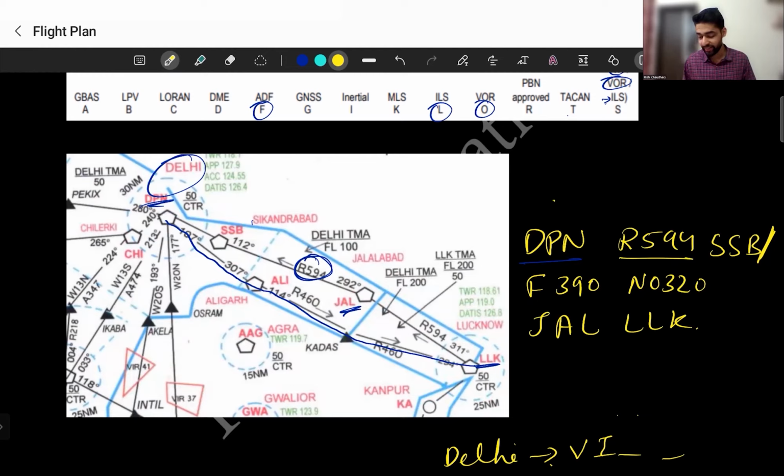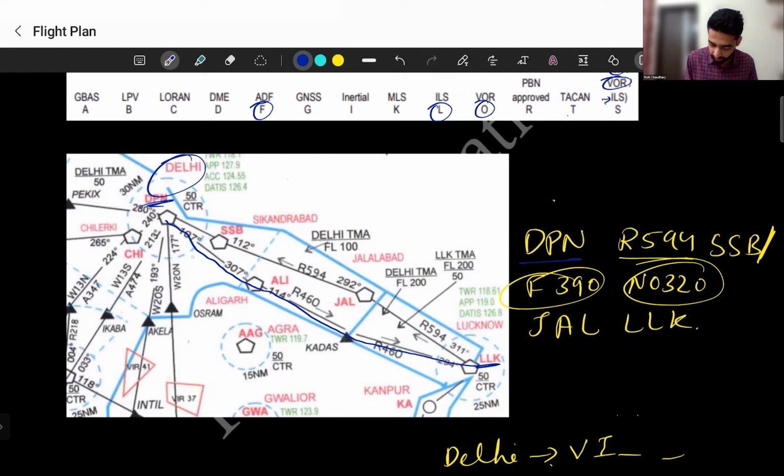Actually, I've told you very clearly what I'm writing here. This is flight level, this is speed, and these things I am acquiring after I reach Sierra Sierra Bravo, which is this region. Now, if I want to take the second route, what is the second route?